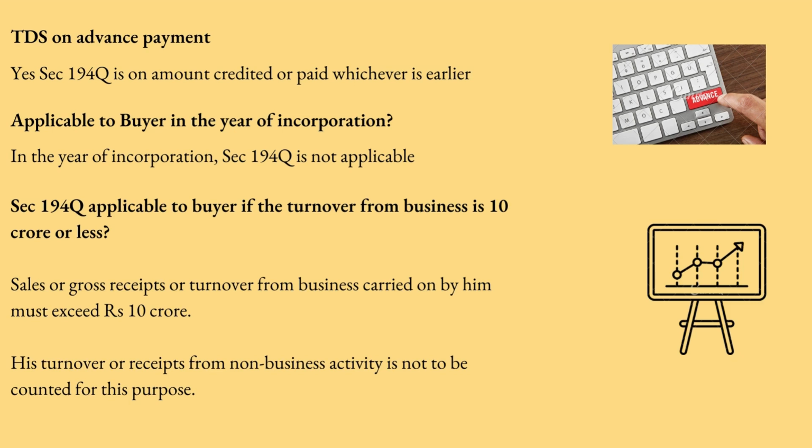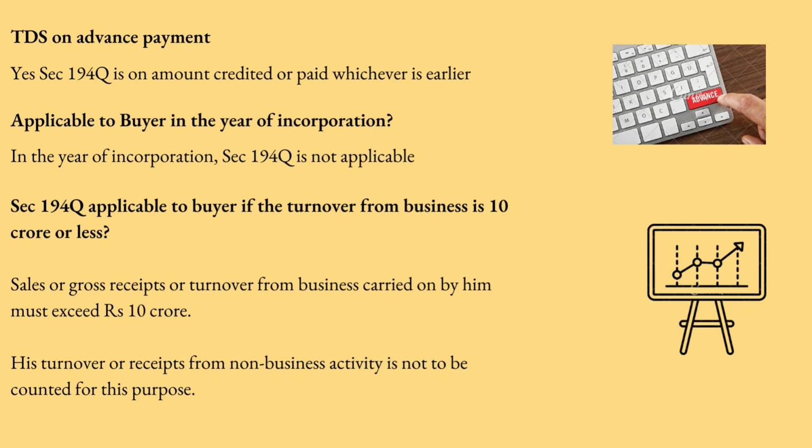Next clarification is whether the provision of Section 194Q of the Act shall apply to a buyer if the turnover from business is 10 crore or less. Answer is no. Section 194Q clearly mentions that the buyer is a person whose total sales, gross receipts or turnover from the business carried on by him exceeds 10 crore during the financial year immediately preceding the financial year in which purchases are made.